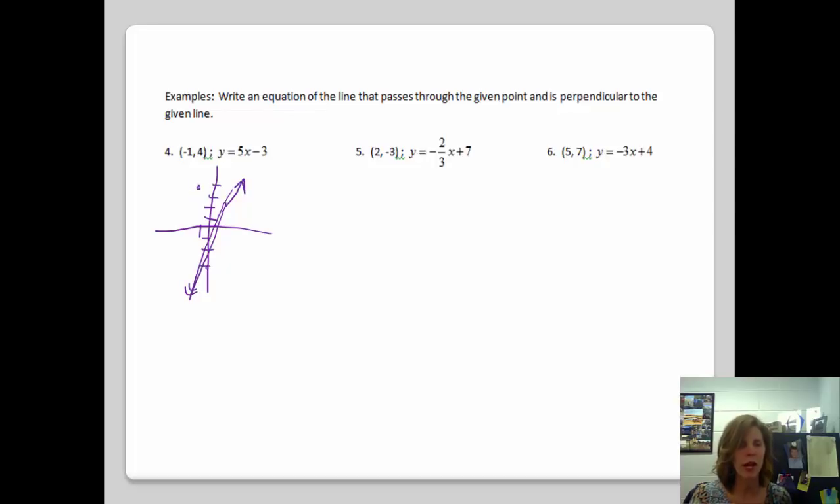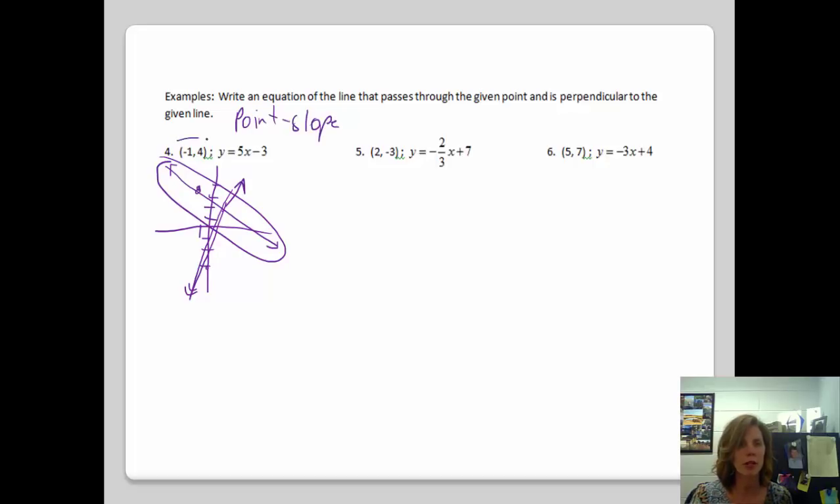All right, so on this one, I would like to go through this point. I want my line this time to be perpendicular to the one that's already drawn. So I want to find the equation of this line right here. So that's what we're going for. In order to do that, once again, we want the point and we want the slope.